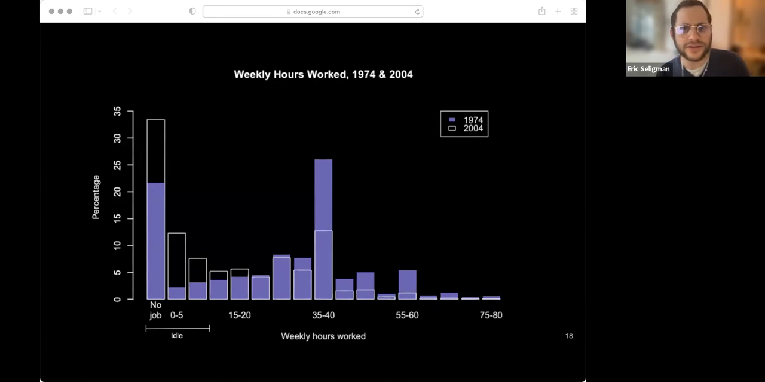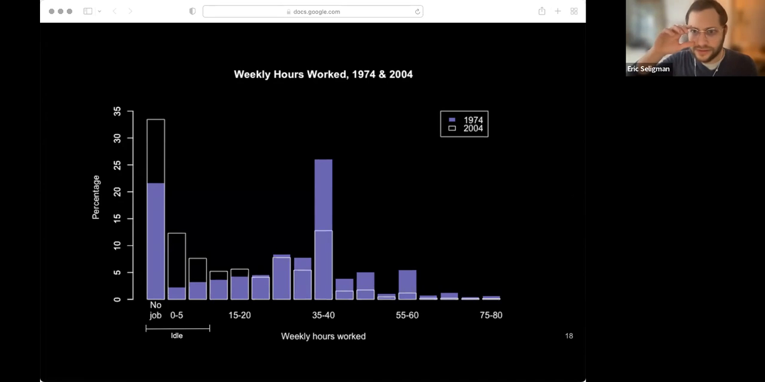And now we'll compare it to 2004's distribution. So the clear story here is that there's a leftward shift. So the no or low hour jobs on the left side of the distribution come to make up a larger percentage of all jobs in 2004 than they did three decades earlier.